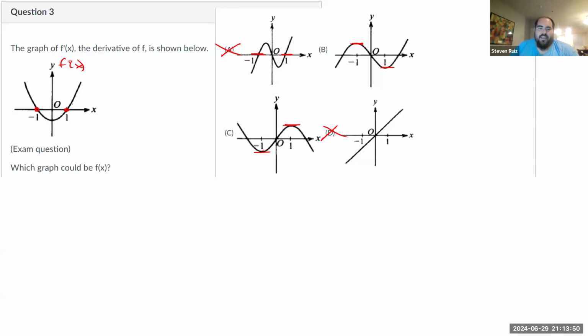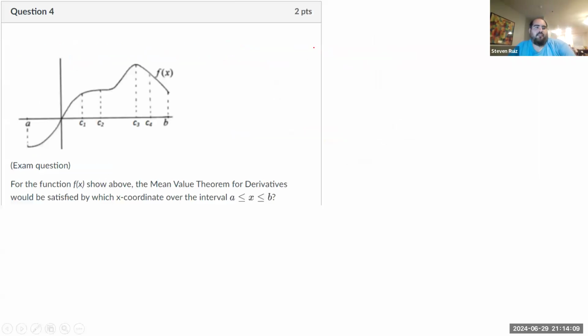I don't believe that's happening at all in C. In fact, we have an increase over that interval. So I'm going to throw out C. Does B make any sense? I believe so. Everywhere from -1 to 1, I have a decrease. So I think I have seen enough evidence to accept B as my correct answer.